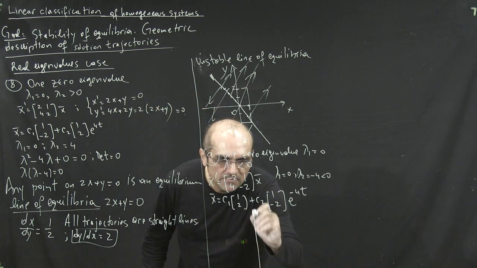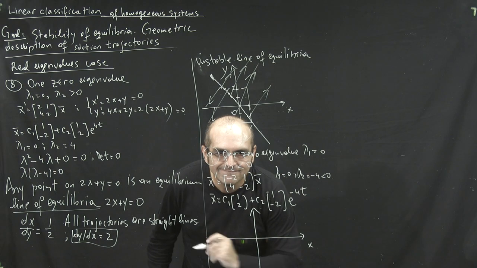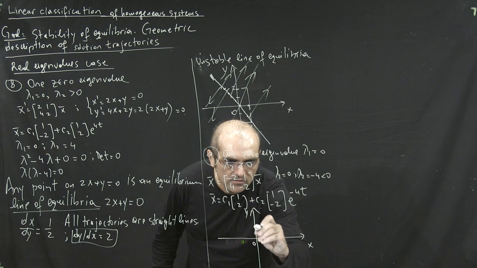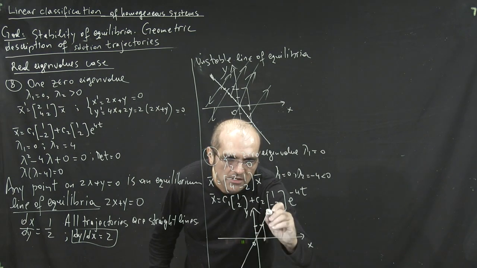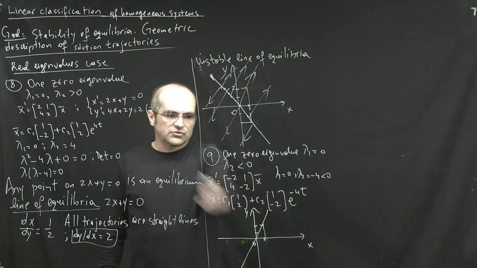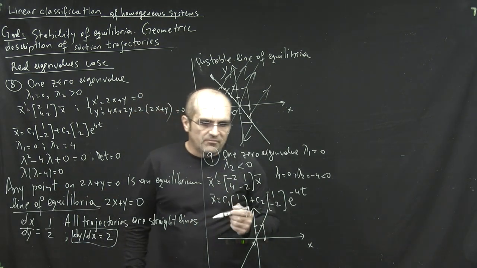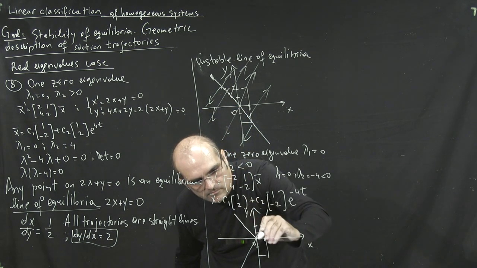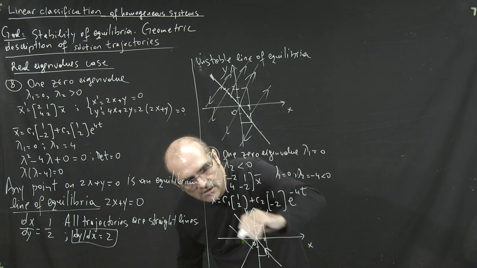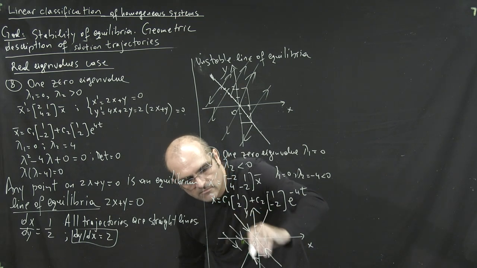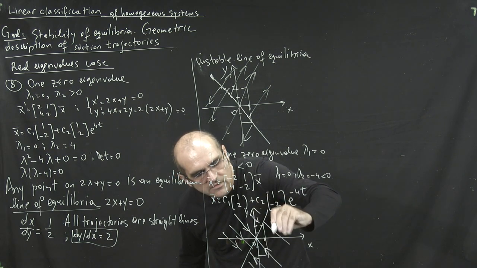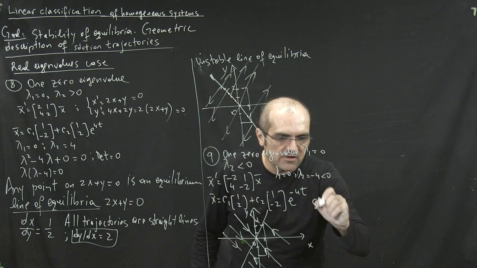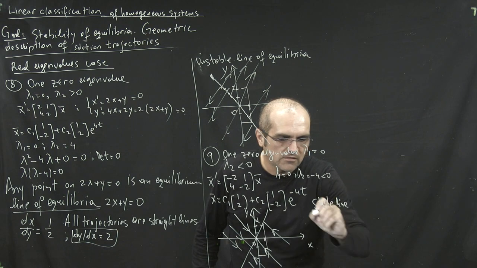So let's sketch it here. The line of equilibrium is (1, 2), the one corresponding to 0. All other solutions are parallel to (1, -2) and moving toward the line of equilibrium. So (1, -2), like that, and all others follow the same pattern. Hope it's not too messy. So in this case, of course, you will have a stable line of equilibrium.